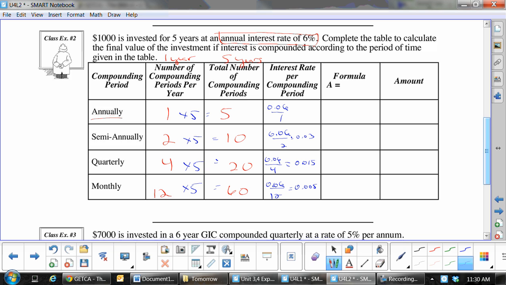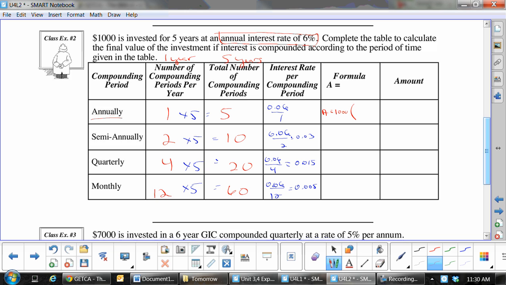Now, the book does it a bit different when they find out their formulas. They like to use all their calculated numbers and just put them in. What I'm going to show you is the way that I want you to do it, so it helps you do it, and there's a place where you can check that everything is right. Okay? So if I was to find out how much money I'm going to have, my formula for annual would be this. A equals 5,000, or sorry, 1,000, what are we talking about?